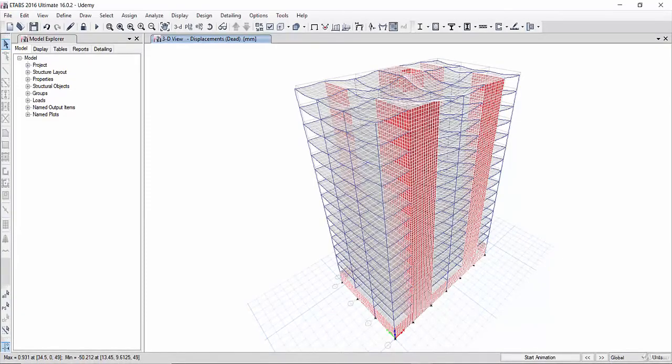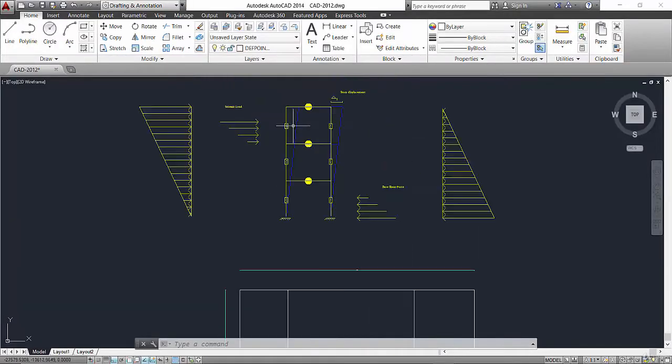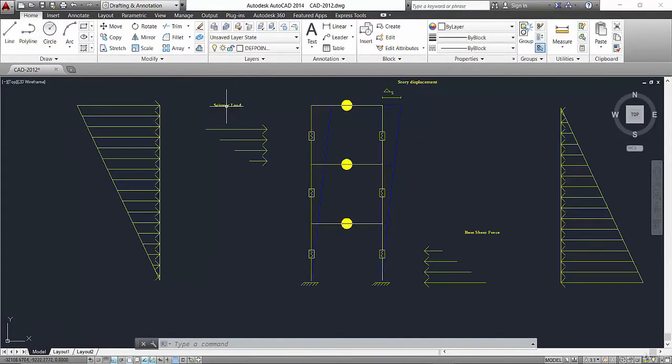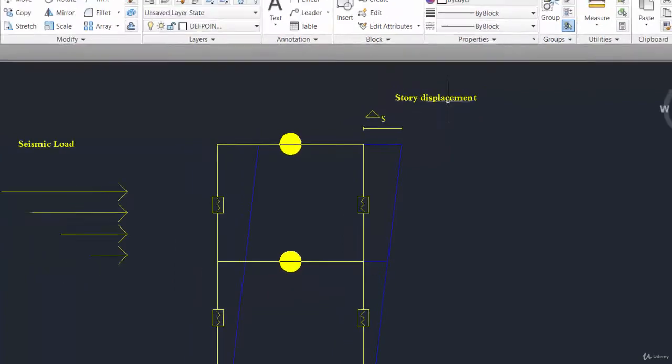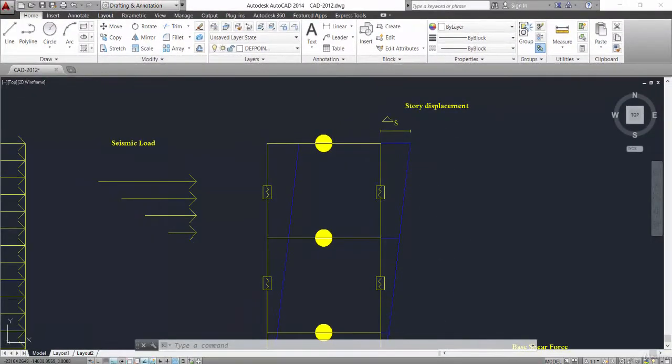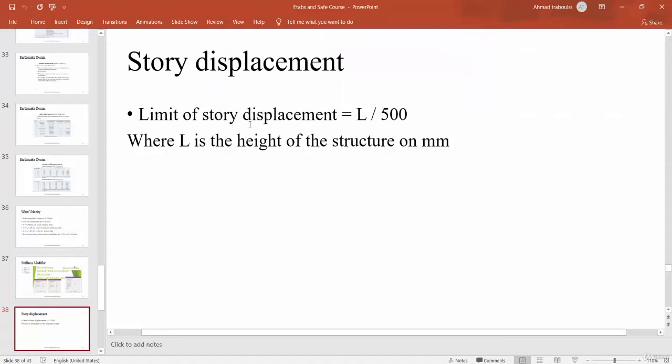As we said before, when we have a lateral load, seismic or wind load, our building has a story displacement. The building must not exceed the allowable story displacement limit. The allowable limit of story displacement equals L over 500, where L is the height of the structure in millimeters.